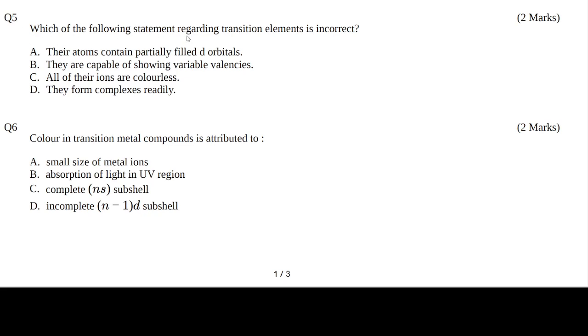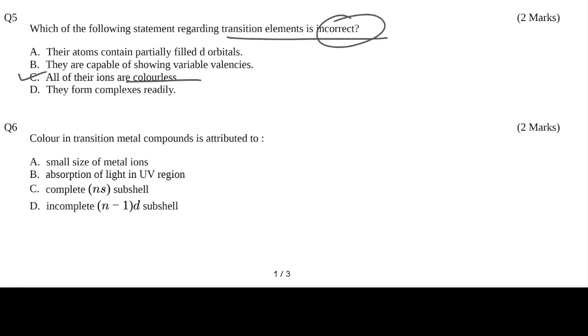Which of the following statements regarding the transition elements is incorrect? The first is that their atoms contain partially filled d orbitals, so it is a correct option. They are capable of showing variable valencies, this is also correct. And option D, they form complexes readily, this is also correct. But option C, they are colorless, this is incorrect, and the question asks for the incorrect option.